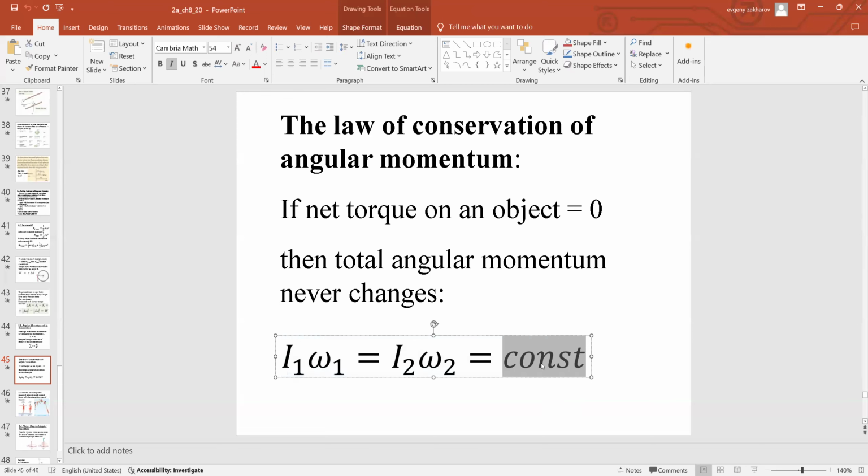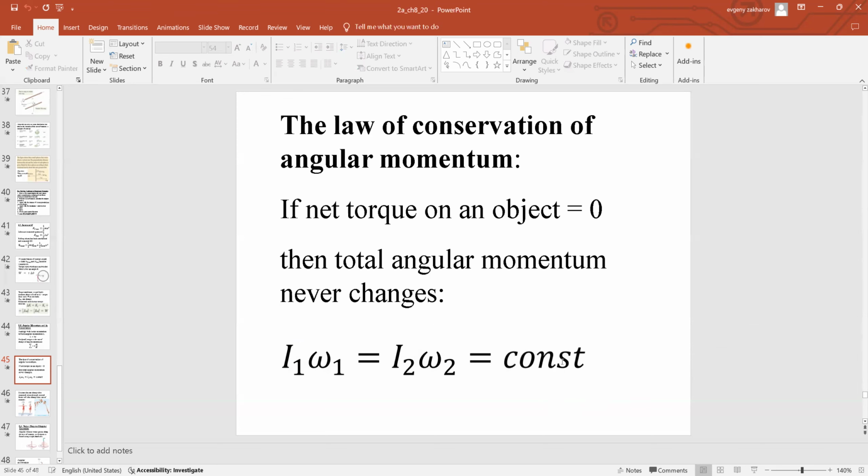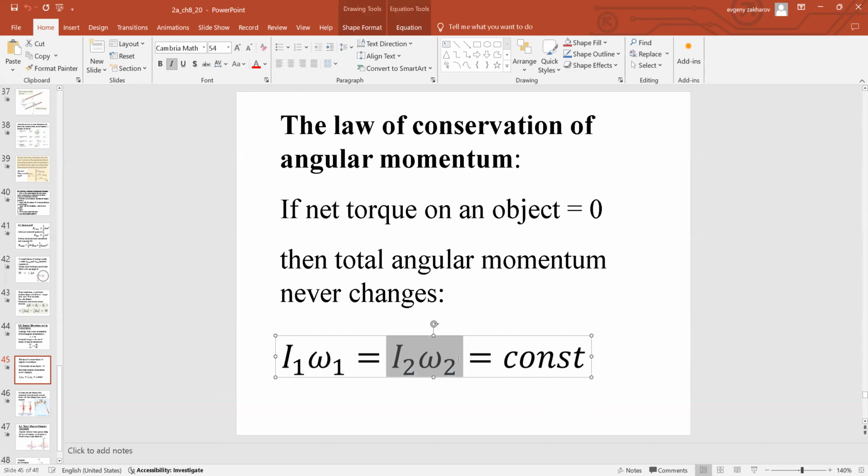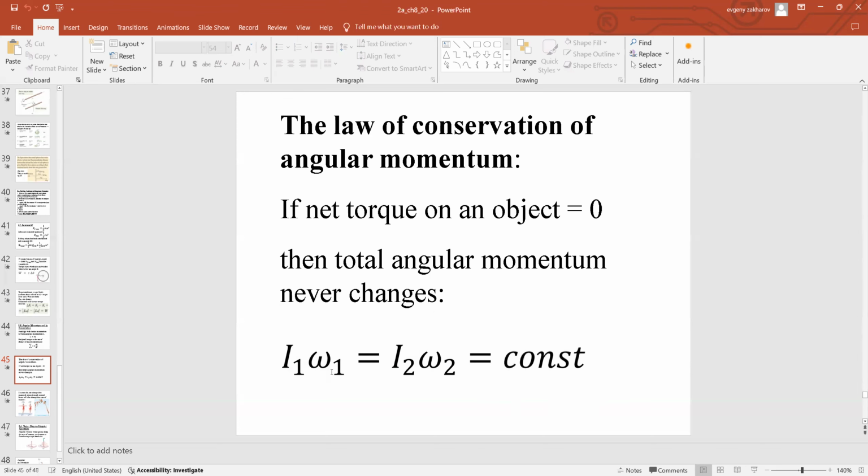Be careful, it's not necessarily 0. It means there is no change. It can be 5 and it stays at 5. It can be 50 and stays at 50. Not necessarily 0. Constant doesn't mean 0. It can be any other value. And this value cannot change before the collision versus after the collision.